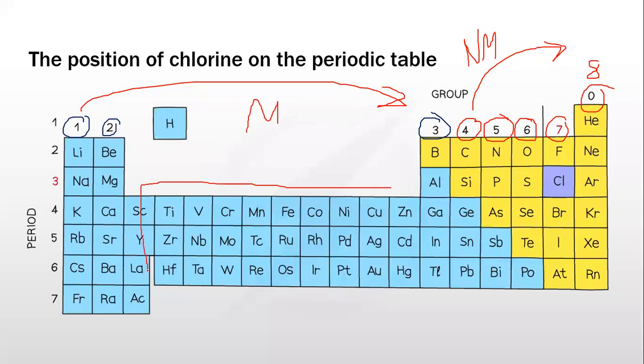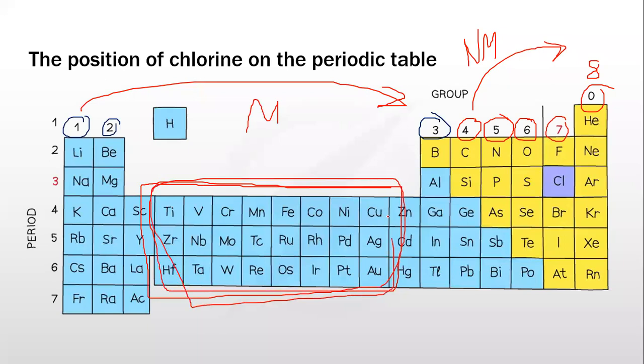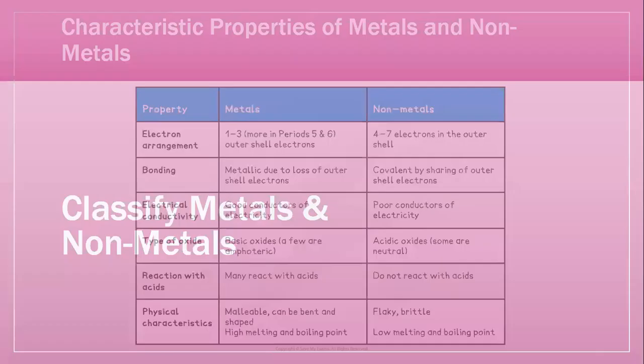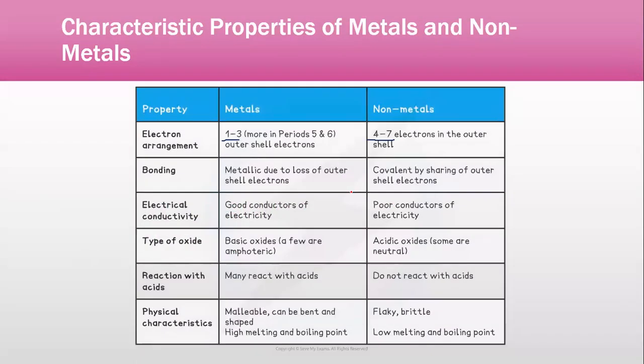In between we also have what are known as transition elements, or we also call them transition metals. These are also metals, but they vary in properties from the normal metals. There are some differences between normal metals and transition metals. Now if we look at the normal and basic classification and the differences between metals and non-metals, first of all, metals lie in groups 1 to 3 and more in periods 5 and 6.